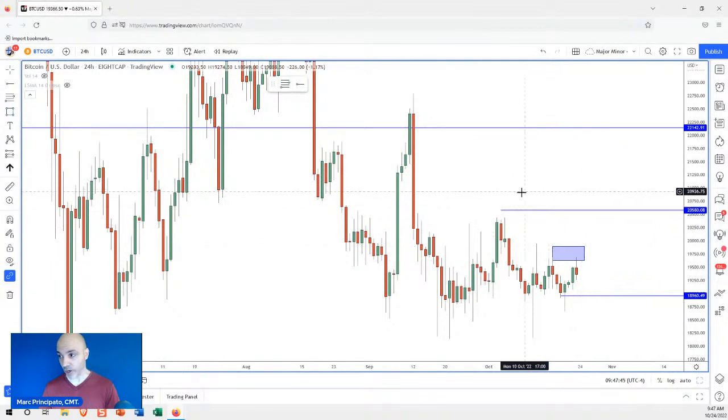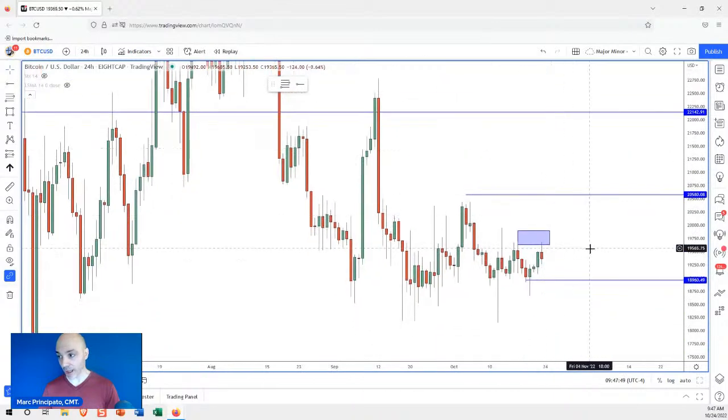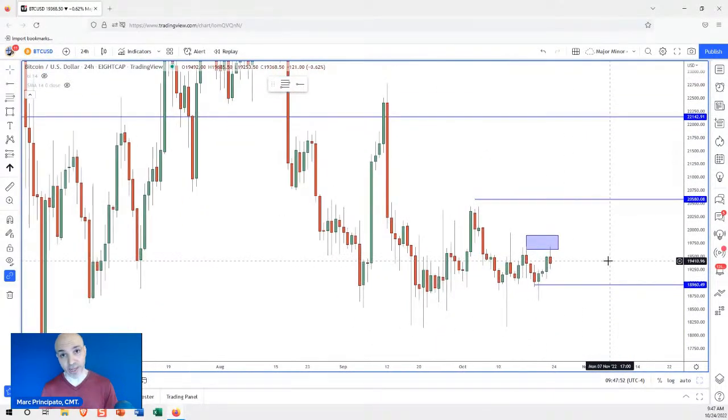We have a lower high over here, and another, and another. Lower highs often lead to lower lows. Bitcoin is relatively weak. That was the point of my article.